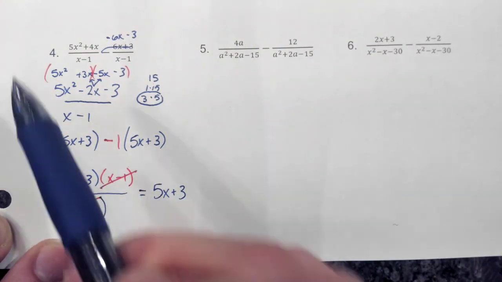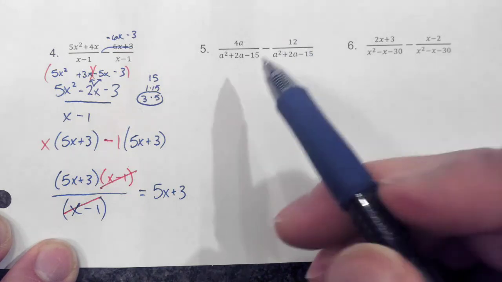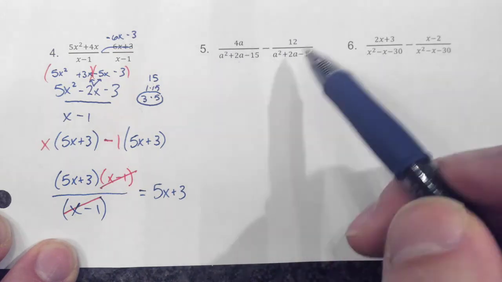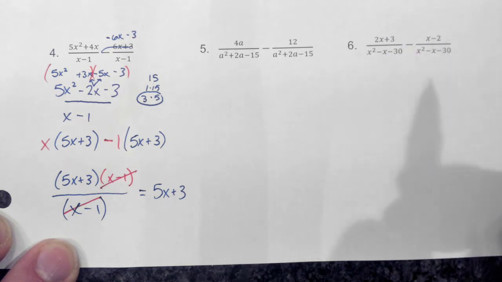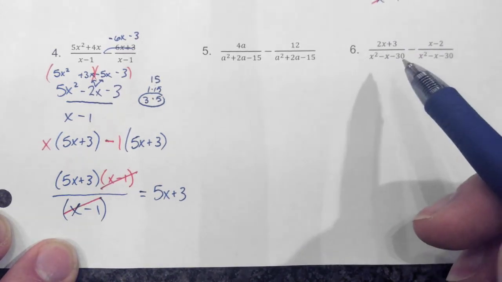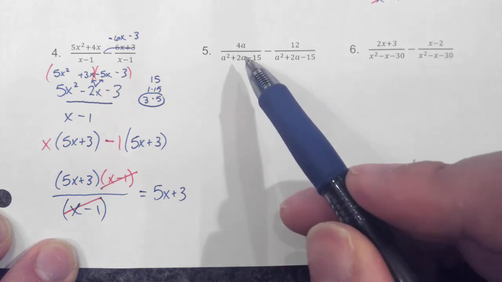Okay, so hopefully you did well on that. 5 and 6 are similar, so I'll do 5, and then after 5, if you want to pause it and try 6, let's see if you can get the correct answer. So again, I'm looking at 5.